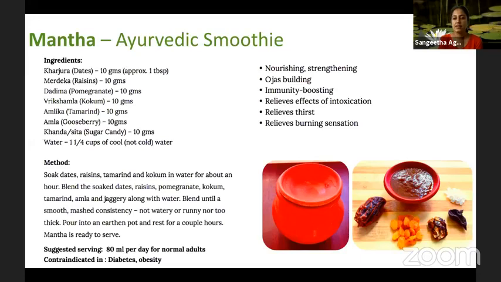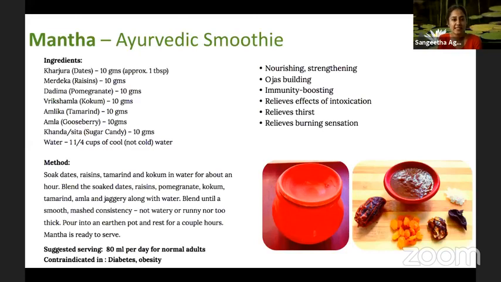Kokum is, if you can bring your attention to the image on the extreme right down at the bottom, this one here, this little thing that you see, dark red and deep red in color, fourth from the left. So that's your kokum. That's what it looks like.